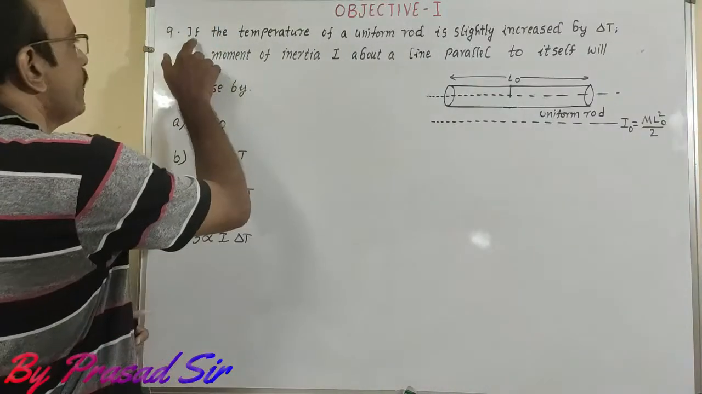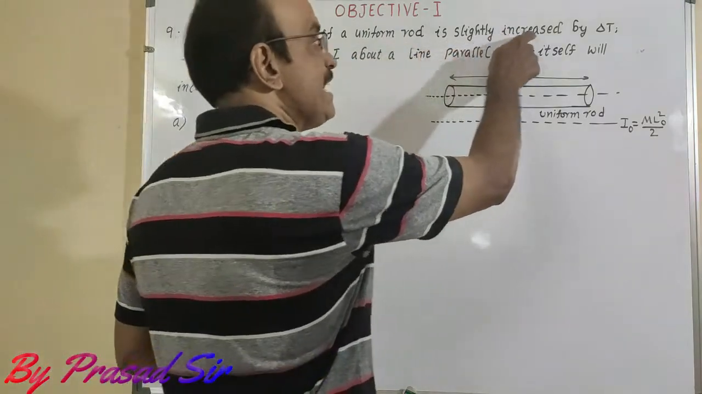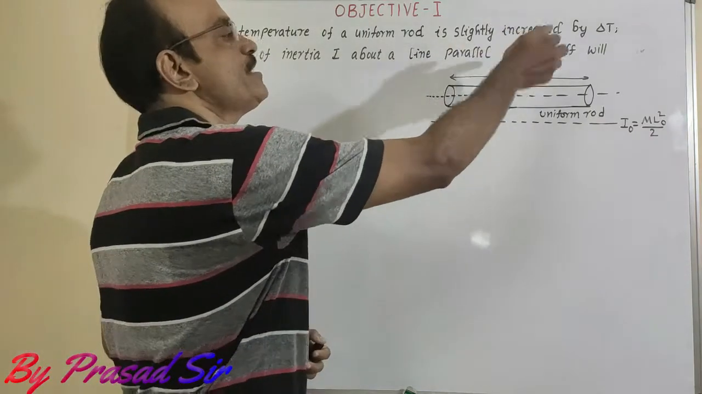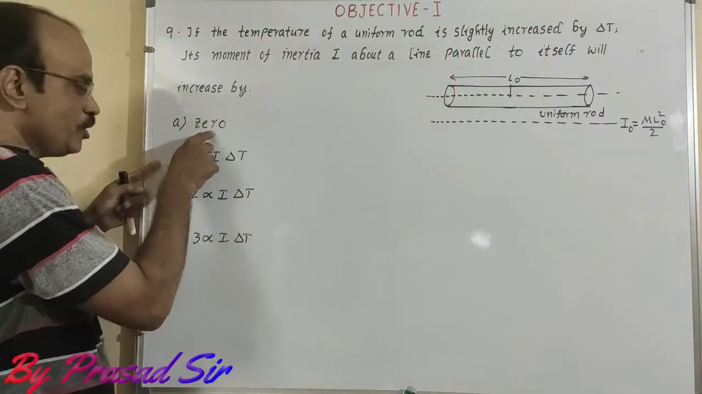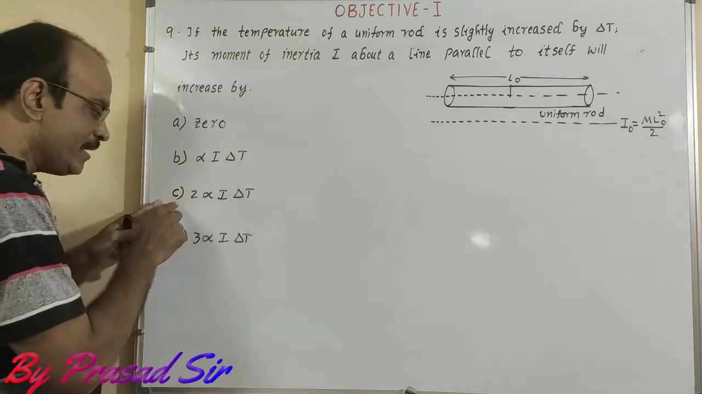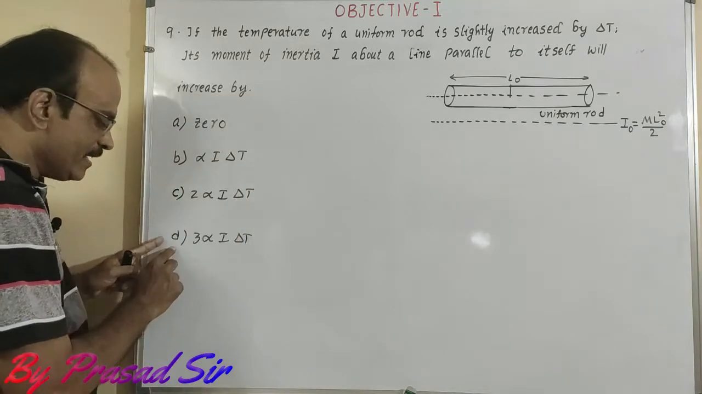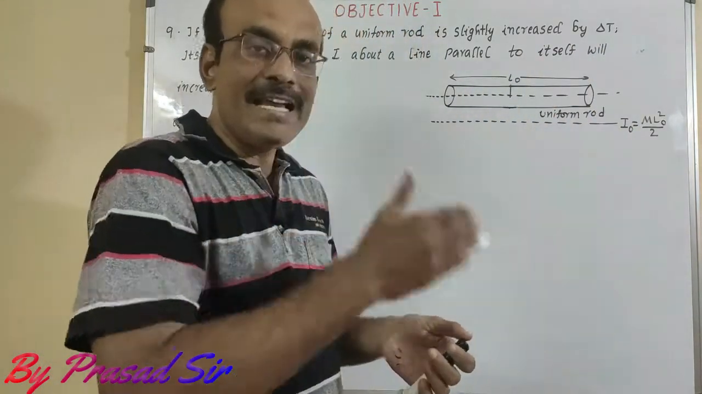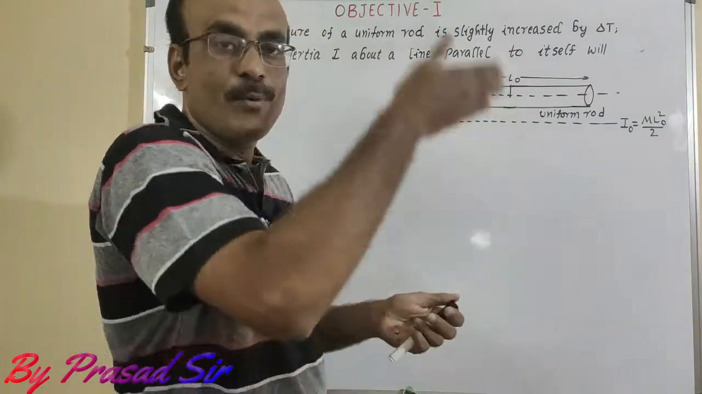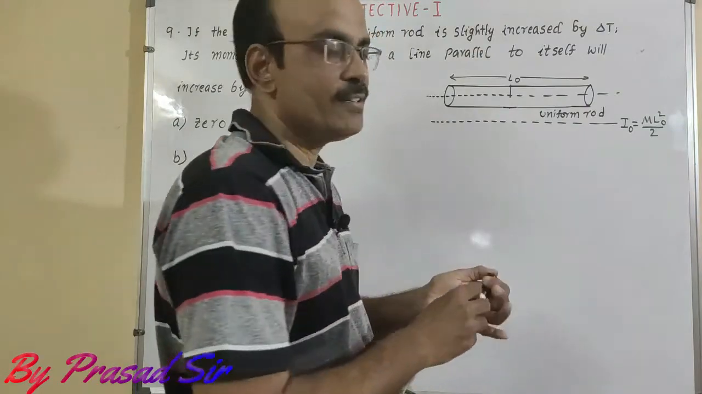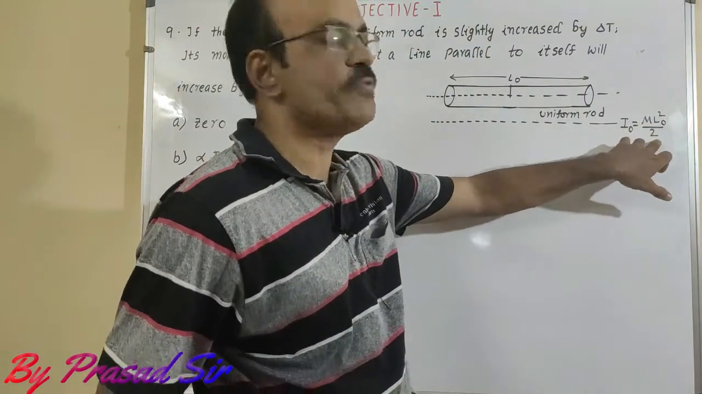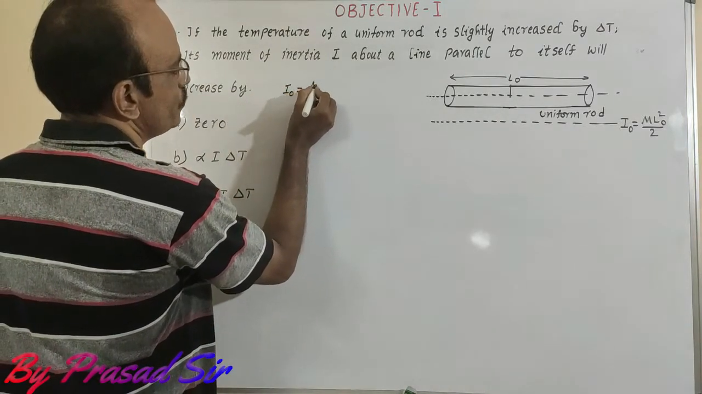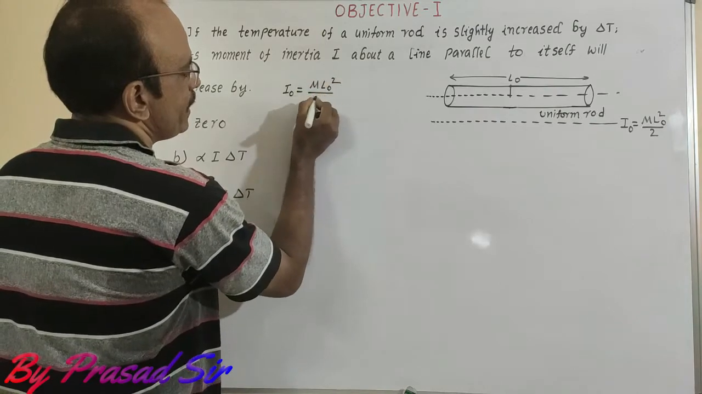Question number 9. If the temperature of a uniform rod is slightly increased by delta T, its moment of inertia I about a line parallel to itself will increase by: A, 0; B, alpha I delta T; C, 2 alpha I delta T; D, 3 alpha I delta T. So here this is the uniform rod. In the previous case we calculated the moment of inertia about the perpendicular, but here it is parallel. So I naught is equal to m L naught square by 2.